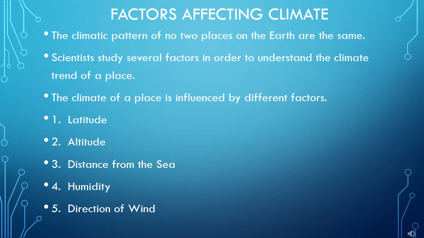The distance from the sea, meaning whether it is far from the sea or closer to the sea. The climate also depends on the distance of the place from the sea. Then comes humidity, and the last one is winds, that is, the direction of wind. So now one after the other we will see how each affects the climate. Let us start understanding all the 5 points.